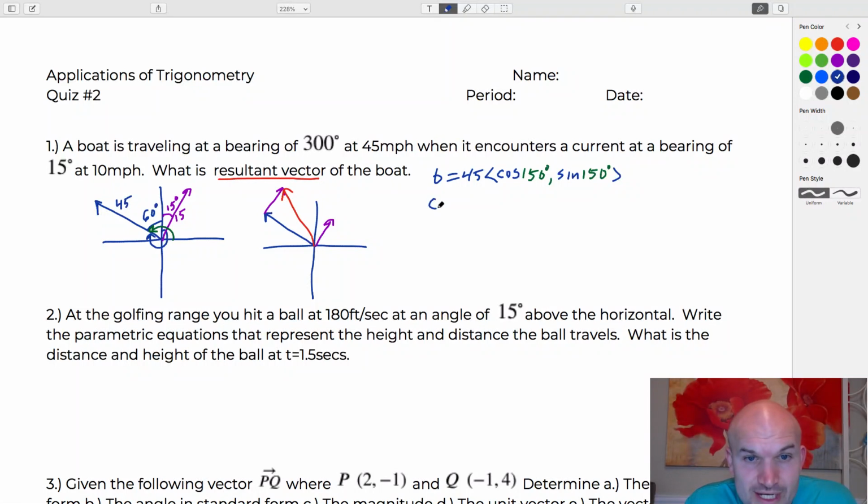And then if I want to identify the current, I'm going to use the same thing. I'm going to use the magnitude here. That's going to be purple. So the current is going to be a magnitude of 15. However, the angle is not 15 degrees. 15 degrees is the bearing. We're looking for this angle right here, which is going to be 90 minus 15, which would be 75. So that's going to be the cosine of 75 degrees, comma, the sine of 75 degrees.